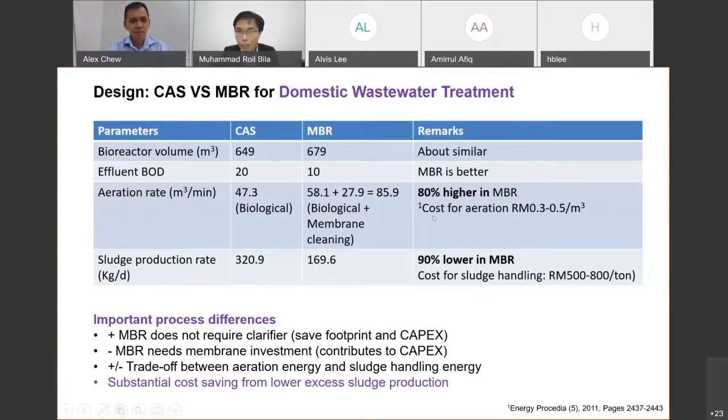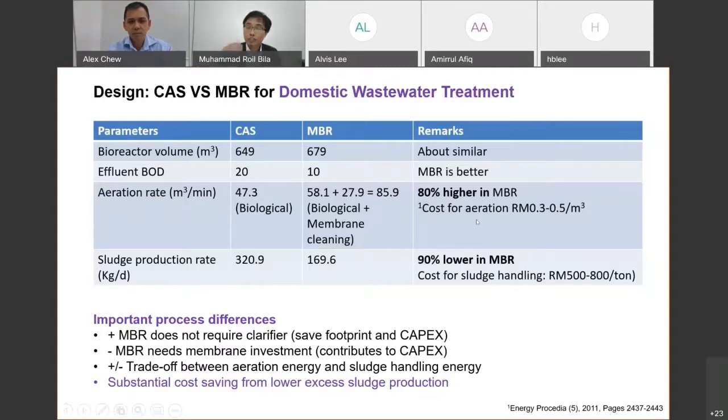You see here I provide you with the link. This link will give us some of the basic calculation of the cost of aeration. It costs about 30 to 50 cents per cubic meter. Of course, it depends on a lot of factors, but if you go for high capacity, it is this one.